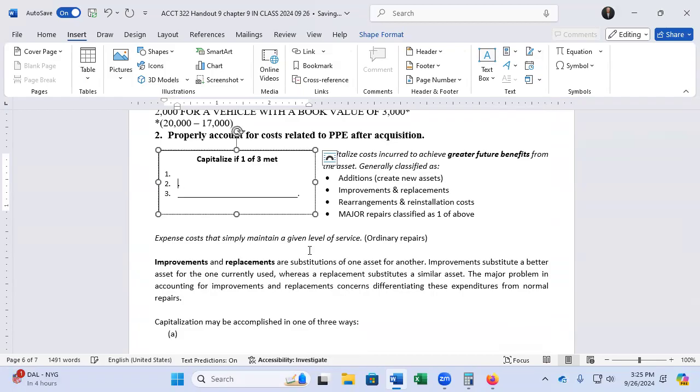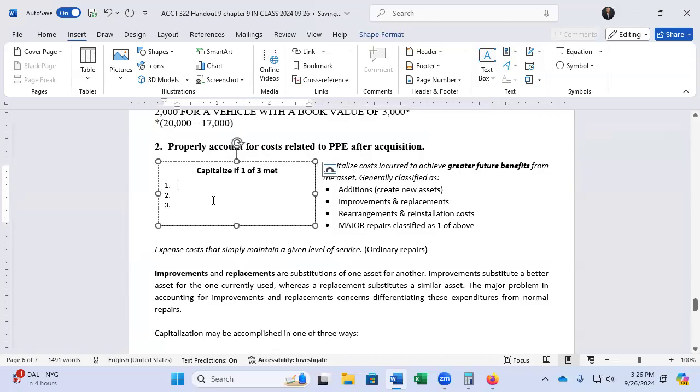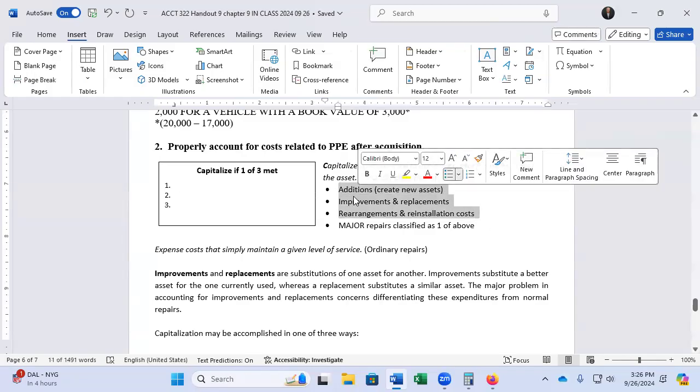So I know we talked a little bit about this on the practice questions on Tuesday. And we have to capitalize. We're looking now, sorry, I kind of ran this up against this, but properly account for costs related to PP&E after acquisition. So we capitalize costs incurred to achieve greater future benefits from the asset, generally classified as additions, improvements, rearrangements and reinstallation, and major repairs classified as one of the above. And when they mean one of the above, they mean one of these above.